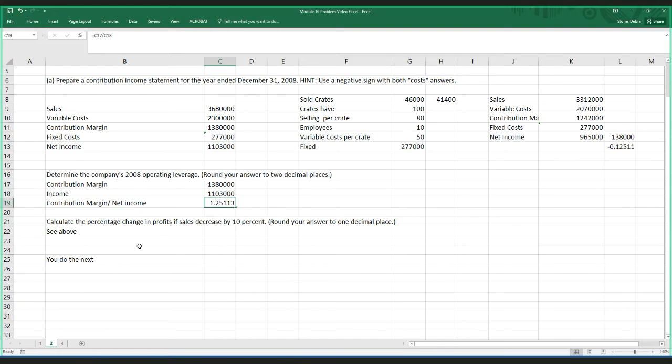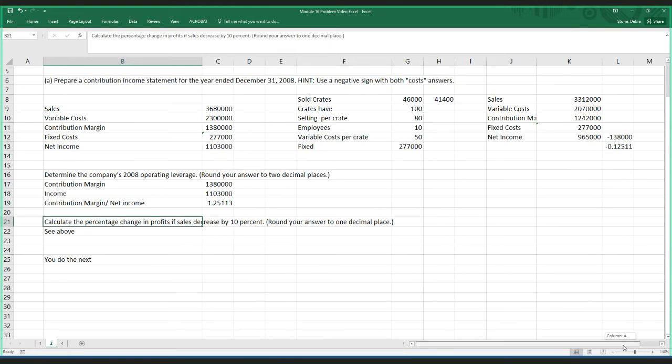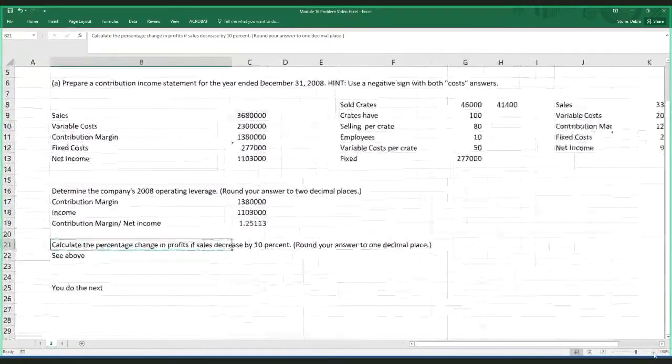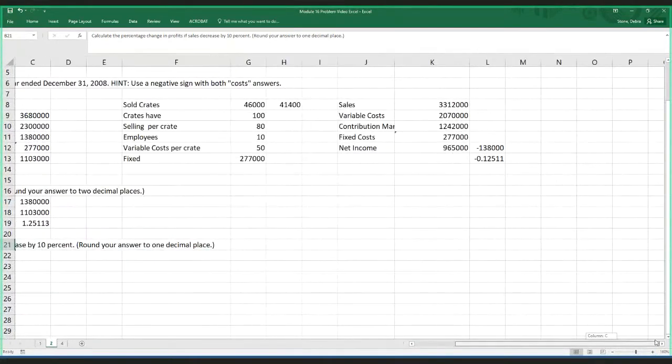And then we're going to calculate the percentage change of profits if the sales decrease by 10%. Let's go over here. I calculated that all above here, and all this is moving right here. What I did was I took this 46,000 and set it to decrease by 10%. So then I had to recalculate the sales. I had to take the $80 per crate times the new volume.